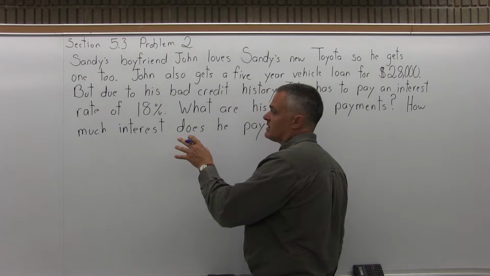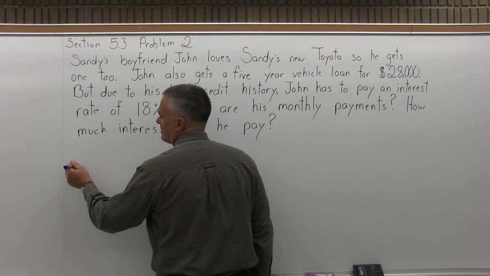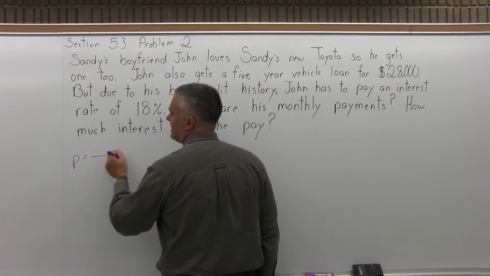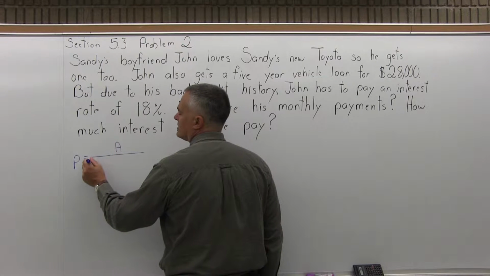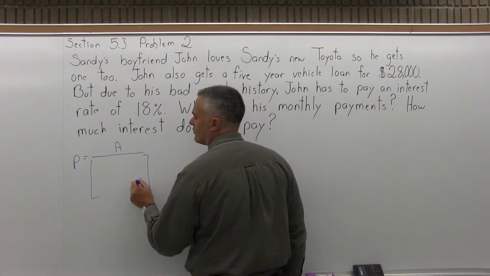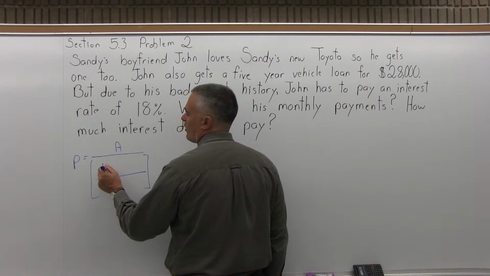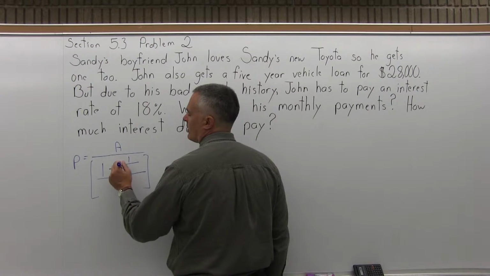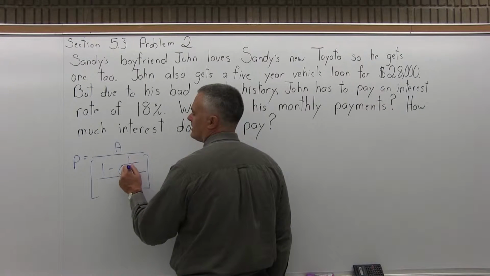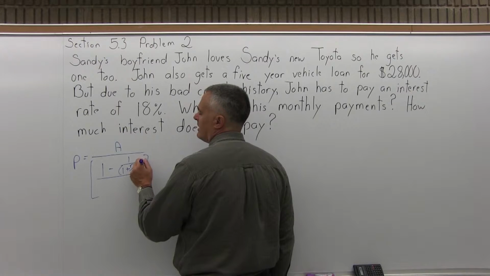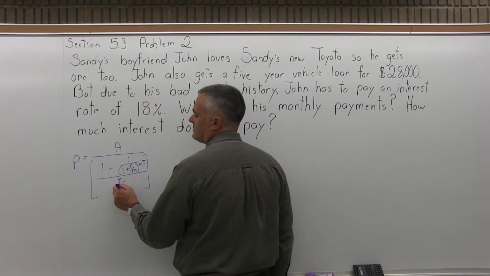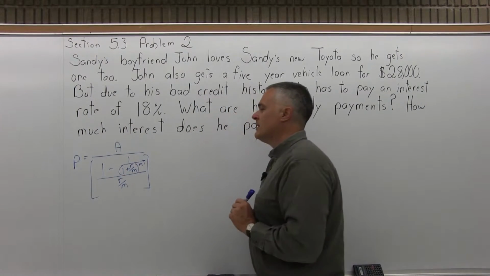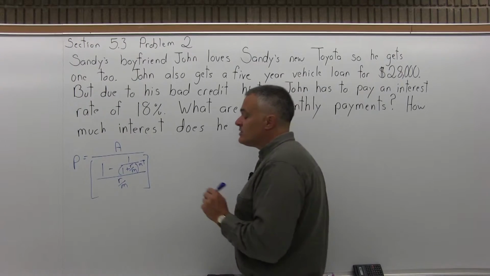So this is an amortized loan question. The amortized loan formula is P, the payment, equals A, the amount borrowed, over these really big, nasty looking brackets. The brackets have 1 minus 1 over 1 plus R over M to the M times T power in the numerator of the brackets, and in the denominator R over M. A big formula. So fill it in.